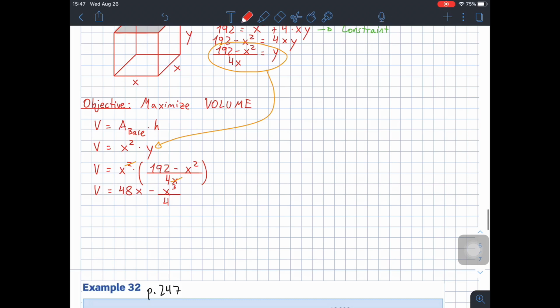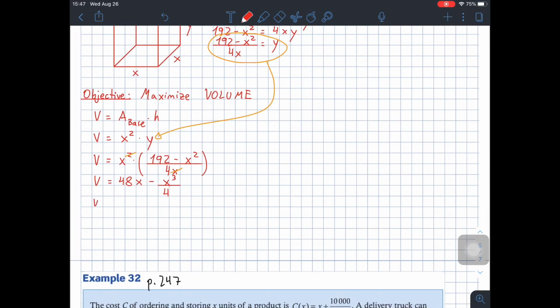X cubed, yes. So now that we have our expression simplified in its simplest form, we need to find the derivative of this in order to find the optimal value. So we're gonna find the derivative of this expression, and this would be 48 minus 3x squared over 4, right? So we have found the derivative, and we need to now set the first derivative to 0 in order to find critical numbers. So 0 is equal to 48 minus 3x squared over 4.